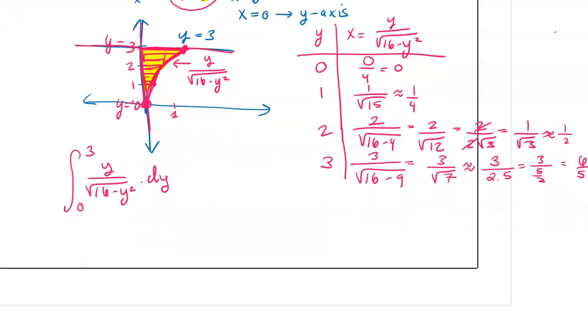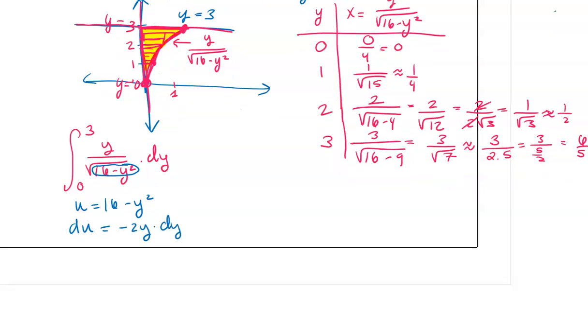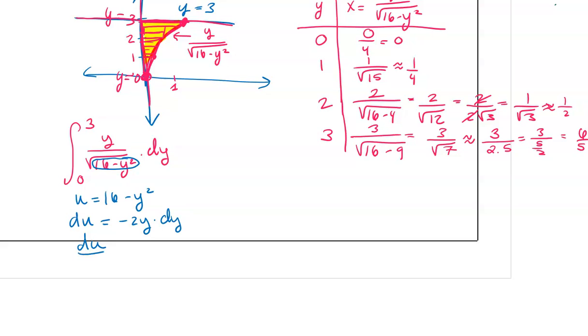So to evaluate this integral, I would need to use a u sub. U would have to be the inside of the square root. Du would be negative 2y times dy. So du divided by negative 2 would equal y dy. So a little restructuring of this integral, and I have 1 over the square root of 16 minus y squared, and then I have times y dy.